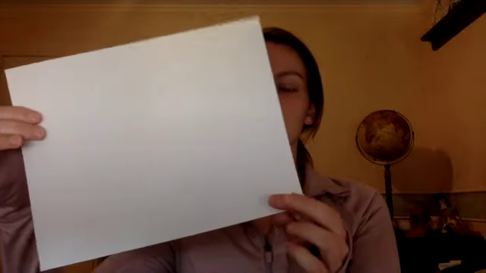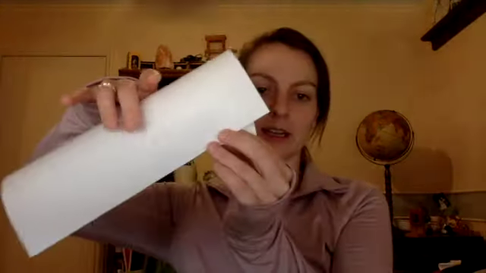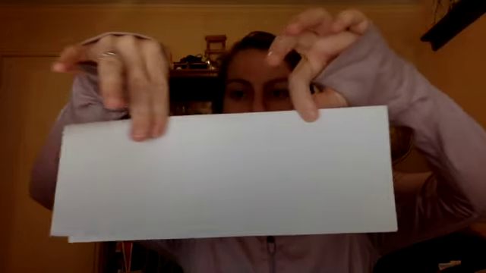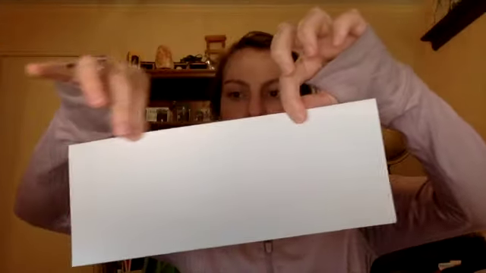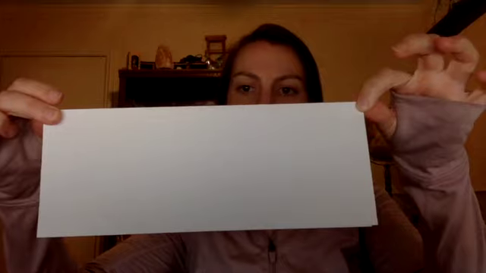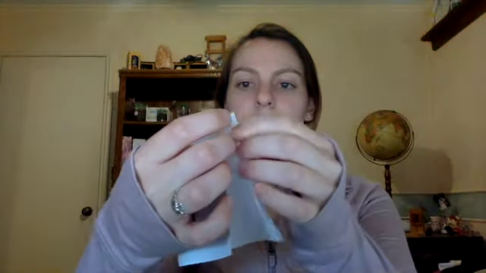To start, you're going to fold it in half, hot dog style. So you're going to fold it in half lengthwise, and then make a hard crease all the way across. This is how you're going to fold for your flipbook. The next thing you're going to do after you have it in half like this is fold it in half again.